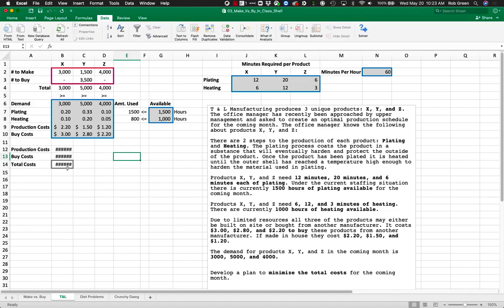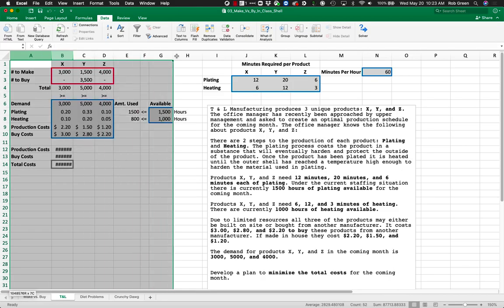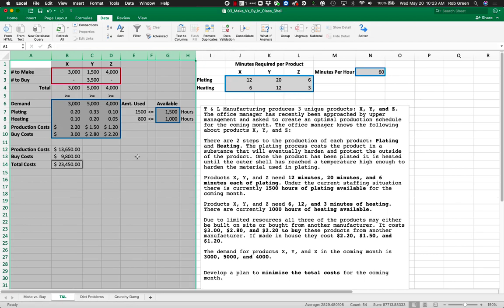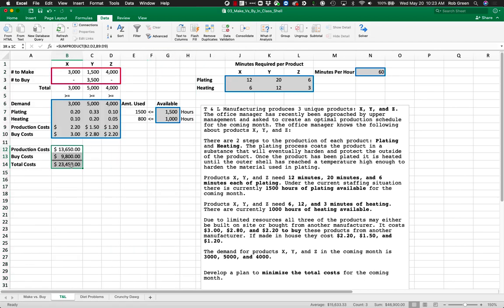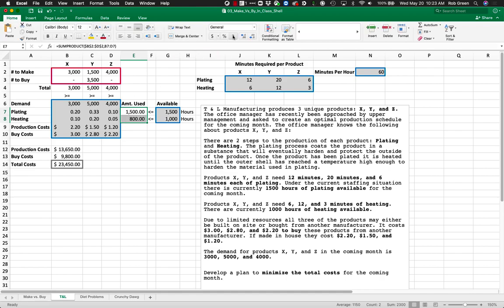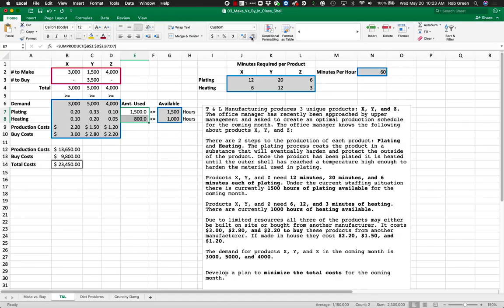Uh-oh, it's all hash tags. All right, what I need to do is change the size of my column so I can read those, and we have a solution. You'll see that we are using a specific amount of our stuff. I'm going to format those so it actually looks nice here. Beautiful. I have everything up here.